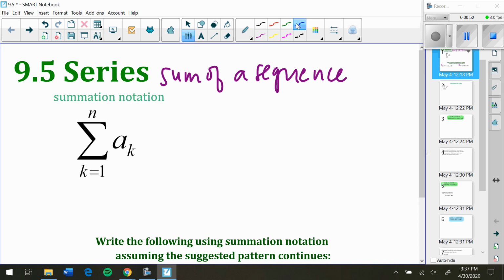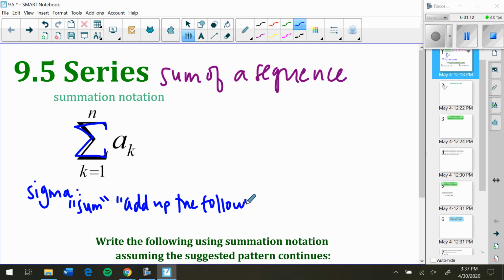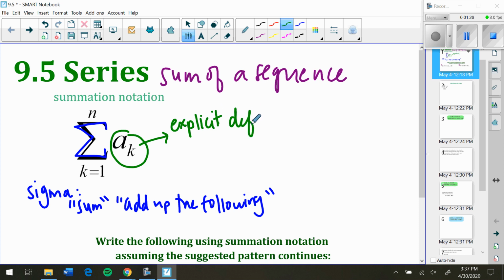That would be lovely. The first thing I want to point out is that this symbol right here is known as sigma, and it means to sum or add up the following things. The next thing I want to point out is this piece right here, this a sub k. This is going to be the explicit definition of a sequence, whatever sequence we want to add up.